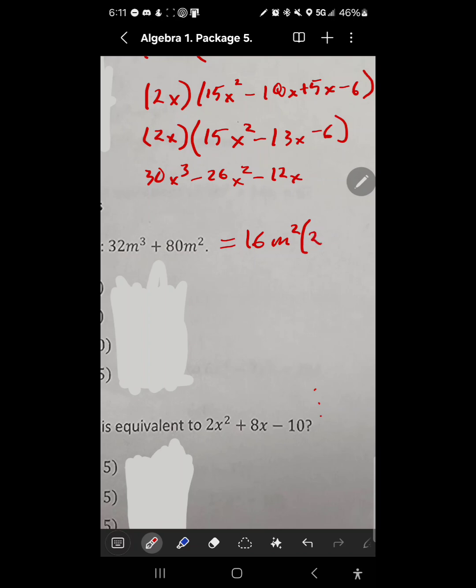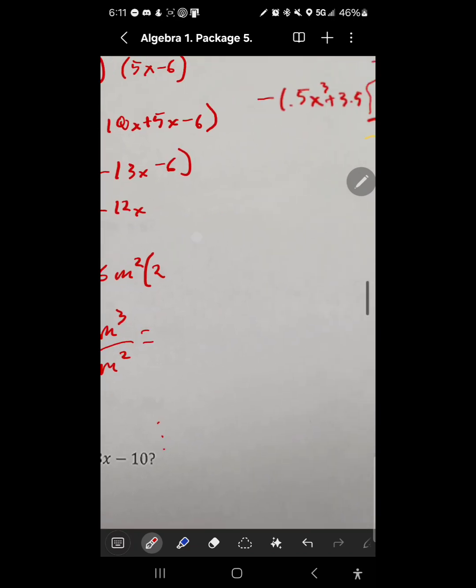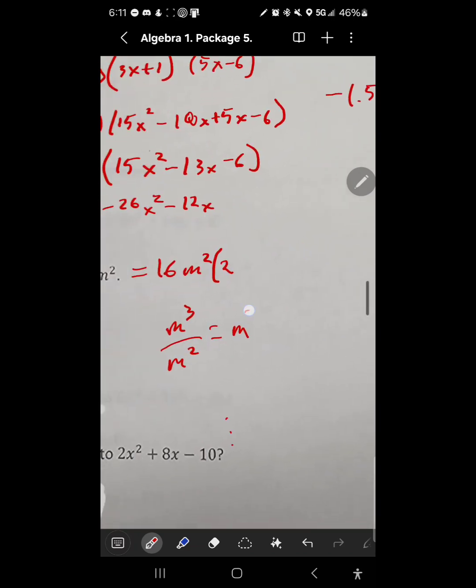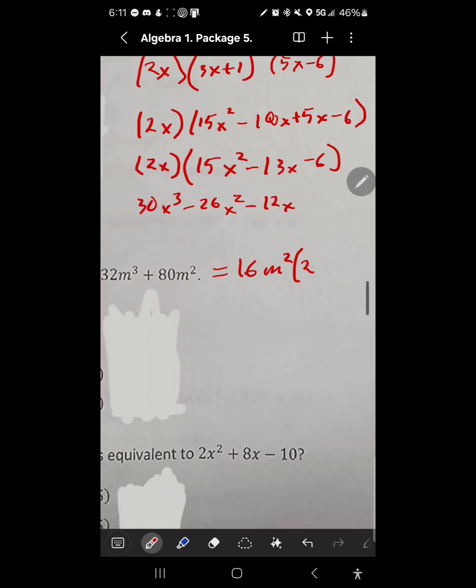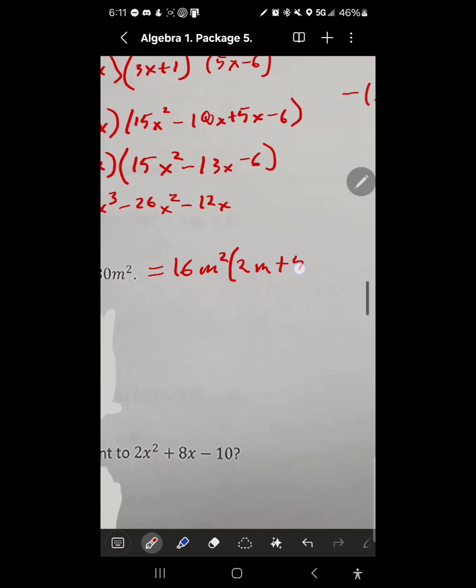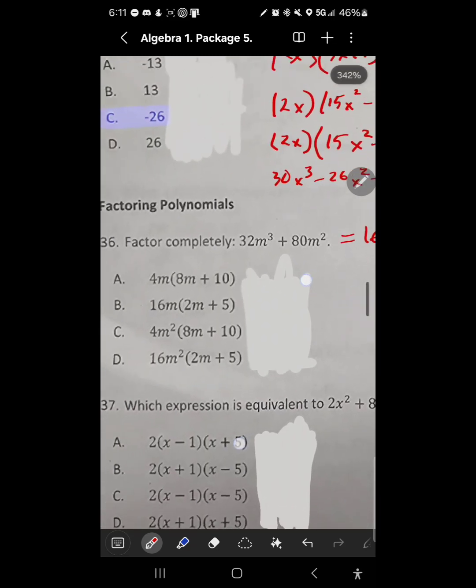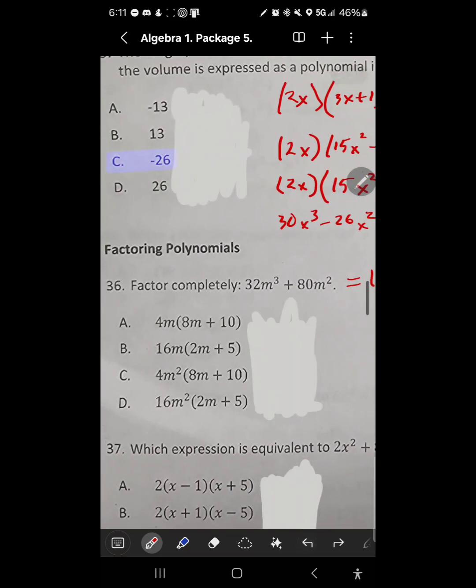Now m to the 3 over m to the 2 is going to be equal to m to the 3 minus 2, which is the same as m to the 1 or just m. So when we are dividing, we subtract the exponents. So m to the 3 divided by m to the 2 is just m, or m to the 1. And now 80 divided by 16 is 5. So 5, and m to the 2 divided by m to the 2 is just 1, so we leave it like that. D is our answer.